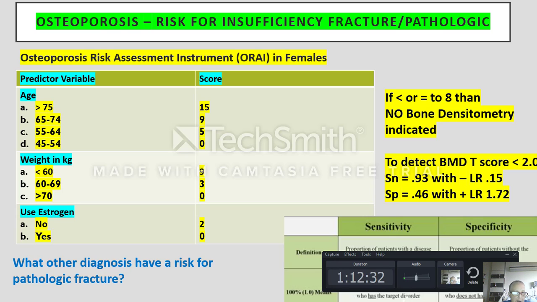Weight in kilograms. I'm greater than 70, so I would be a 0. Okay. And use estrogen. No. So I would be a 2.